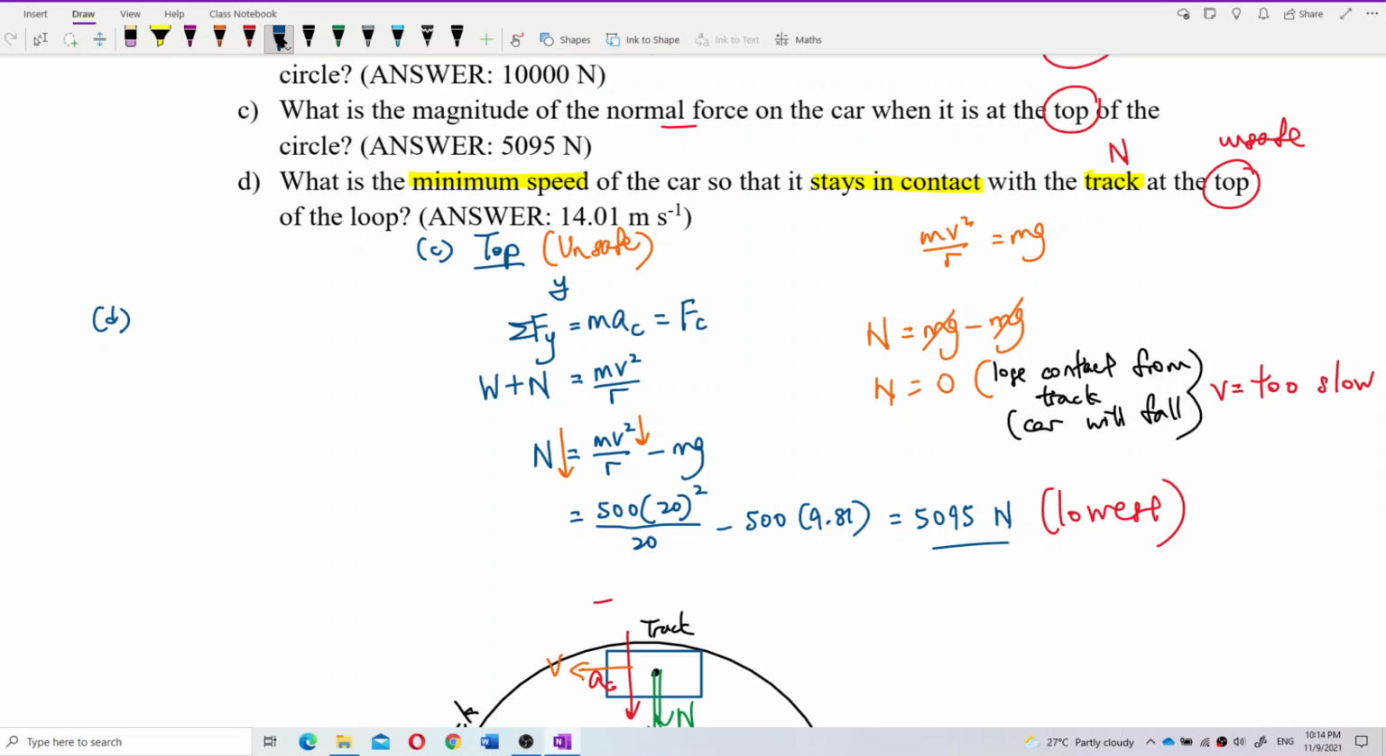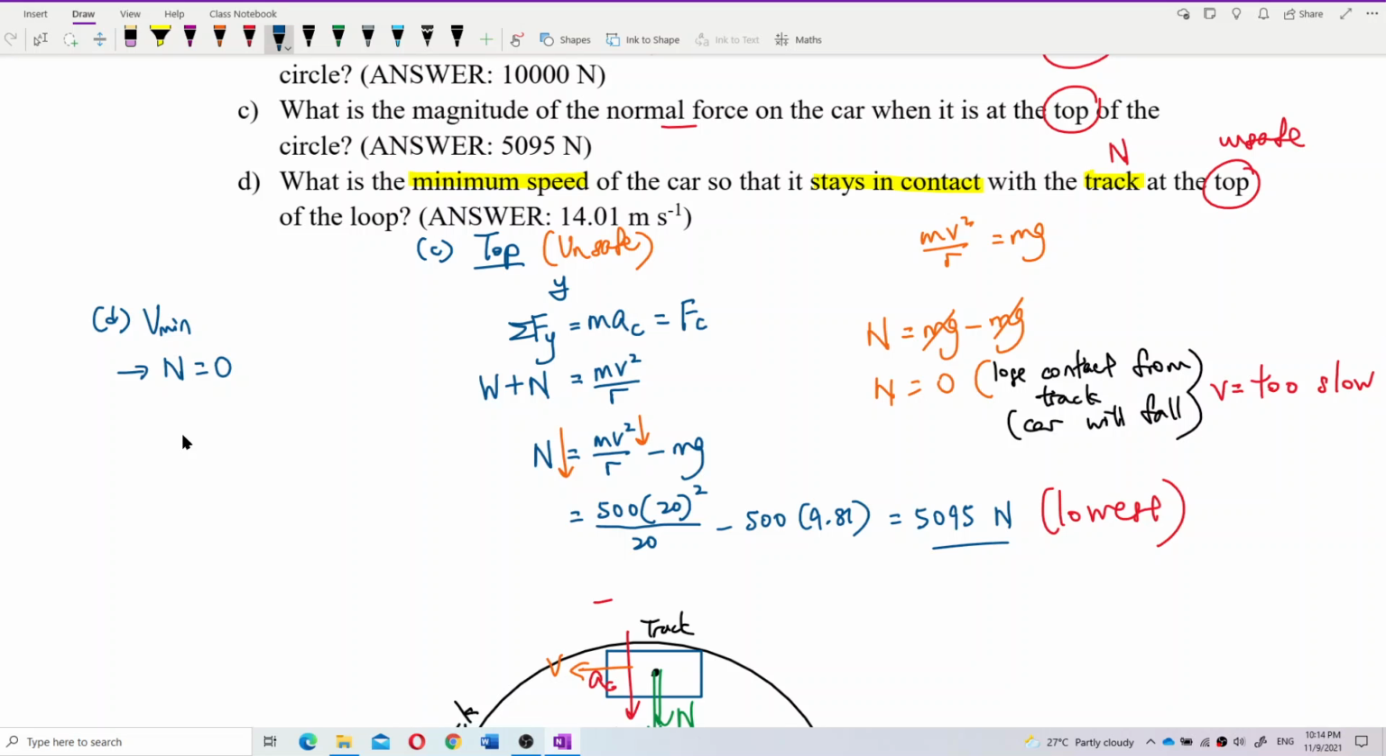The minimum speed, V is minimum. Remember that: V is minimum when the normal force is 0. That is the point when the car loses contact from the track. So the normal force equals 0.